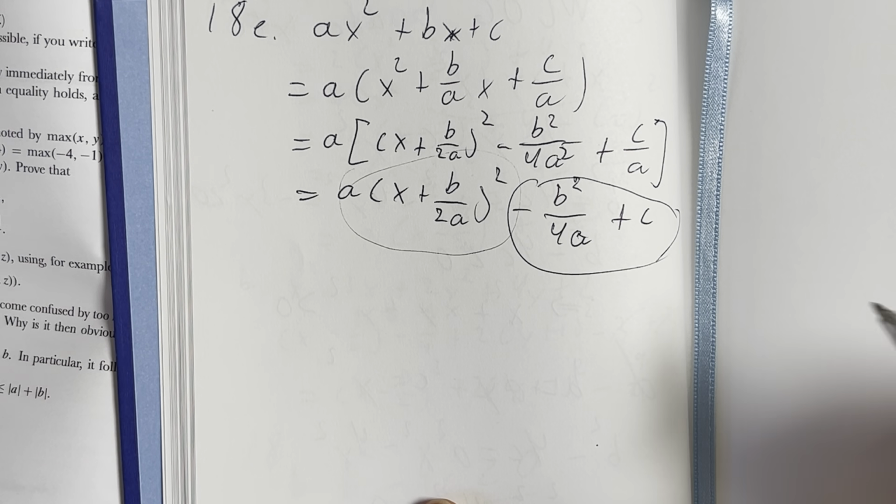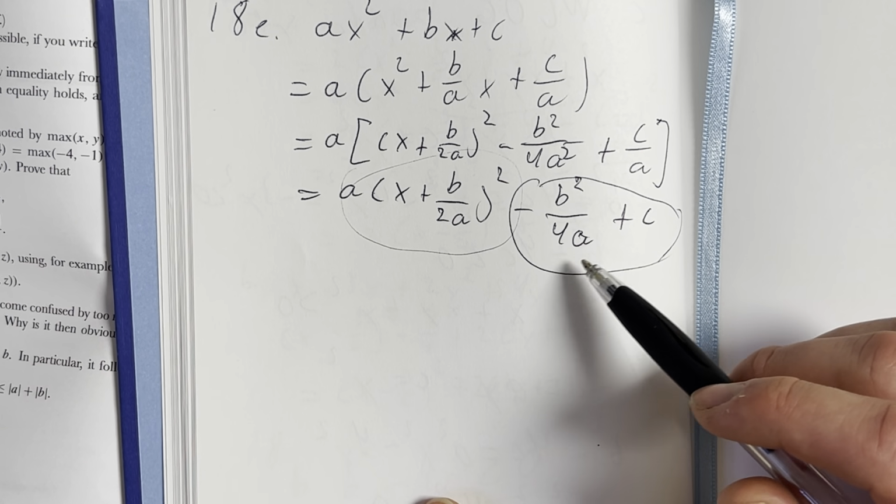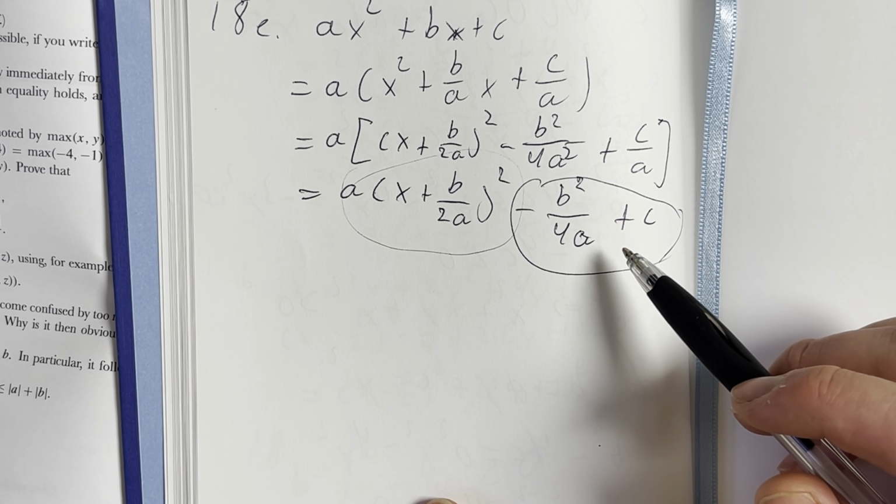So the minimum is b squared over 4a plus c.